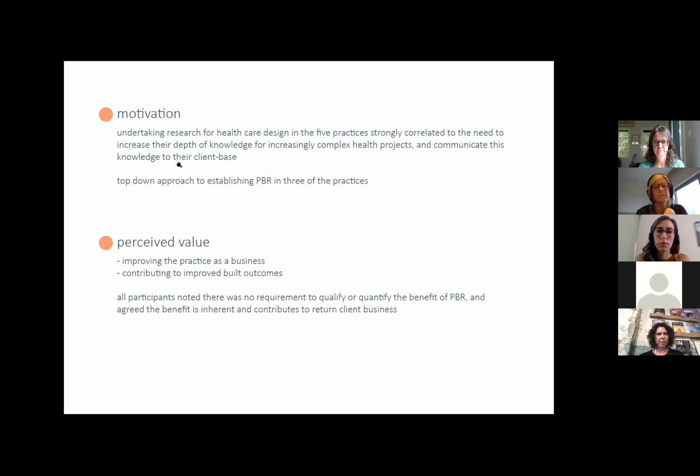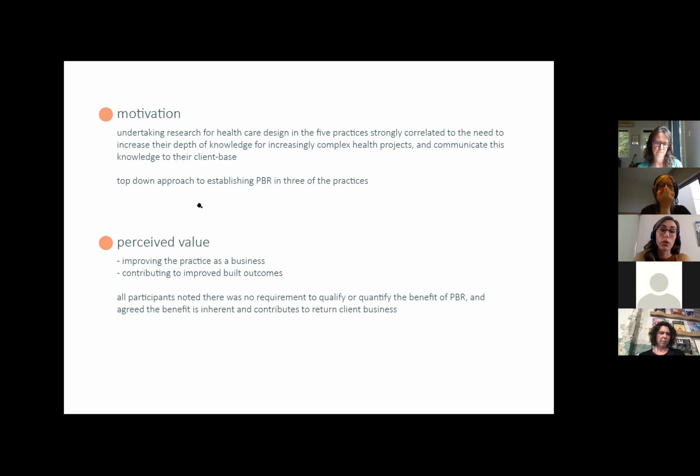And so very briefly, some of the results from this line of questioning. The participants spoke about the motivation for undertaking practice-based research. Undertaking research for healthcare design in the 5 practices strongly correlated to the need to increase their depth of knowledge for increasingly complex health projects and communicate this knowledge to their client base. And this is very specific, I guess, to the healthcare design industry itself.